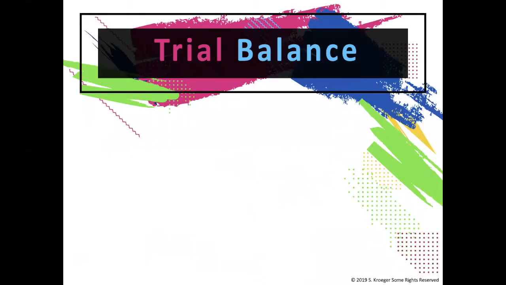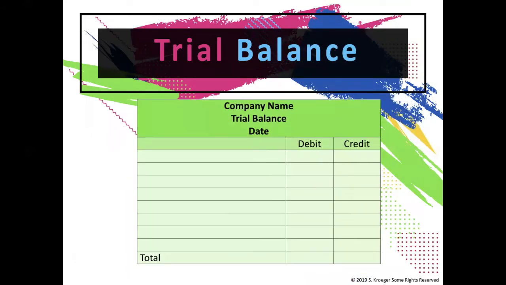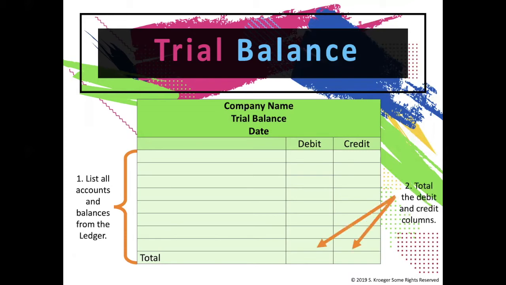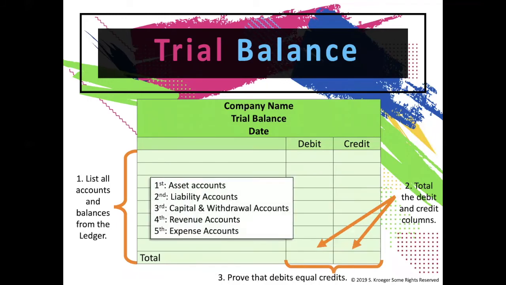Here's an example of what a trial balance will look like. In the header, we have the company name, the statement type, and the date. We will list all the account names and balances from the ledger. If there is a debit balance, use the debit column, and if there's a credit balance, use the credit column. Total the debit and credit columns. Make sure that the debits equal the credits. When listing the accounts, we want to make sure it goes in order by account number. Our assets will be listed first, followed by liabilities, and then the equity accounts, the capital and withdrawal accounts, and then the revenue and expense accounts.